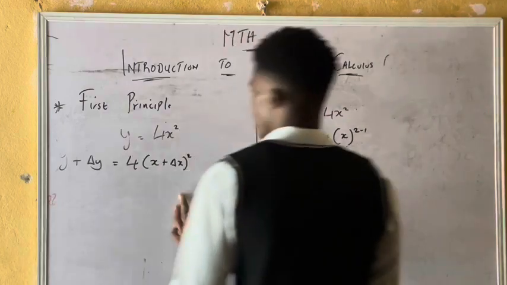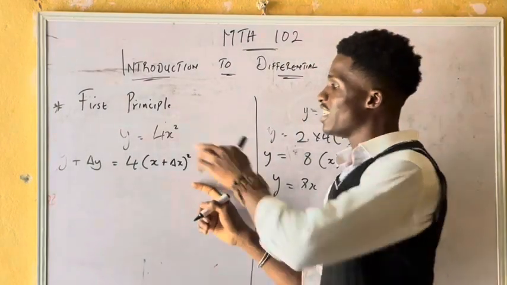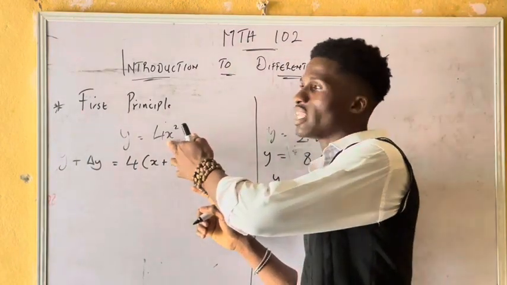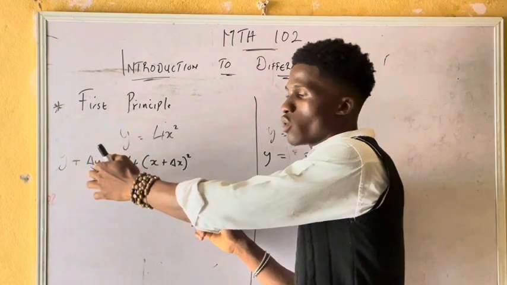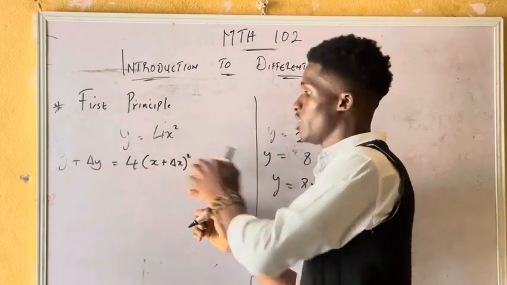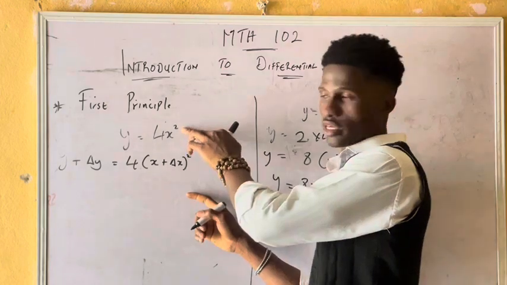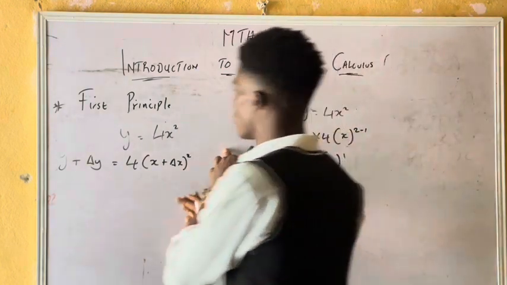x plus change in x, all squared, right? Now, this is x. It is x that we added the change to, x plus change in x. It is in y that we added the change, which is change in y, okay? Now we squared it because x is carrying a square here. Now, what do we do next?